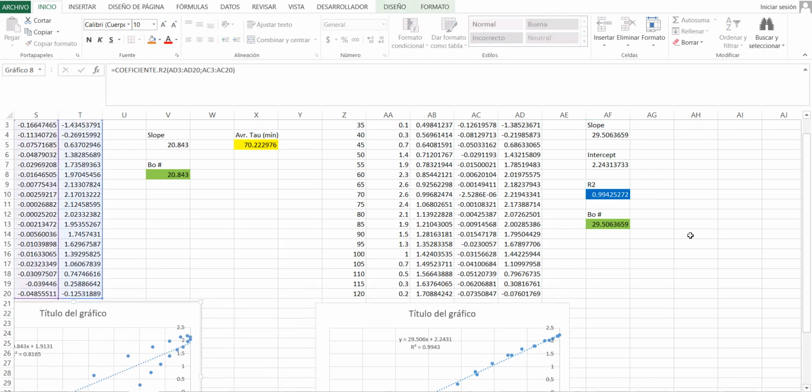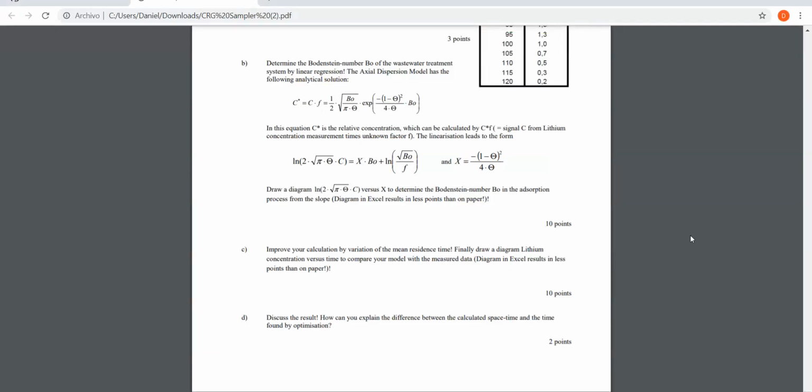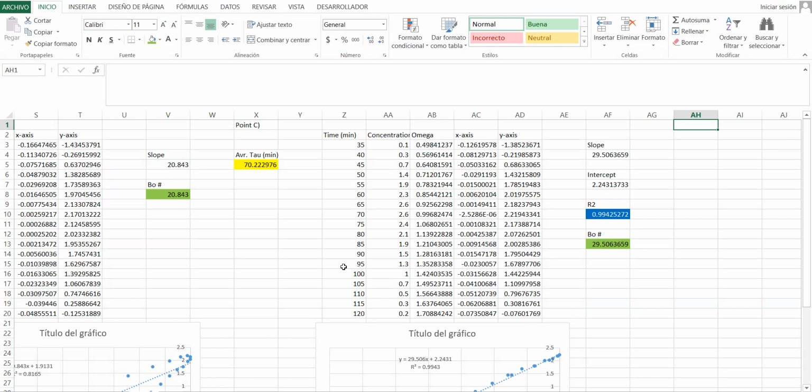Okay, so that would be the optimization of point C. Let's continue reading. Improve your calculation by variation of the mean residence time. Finally, draw a diagram of lithium concentration versus time to compare your model with the measured data. So now we want to compare our model that we just obtained with the measured data.